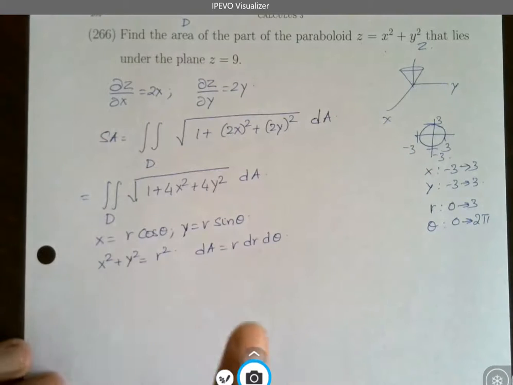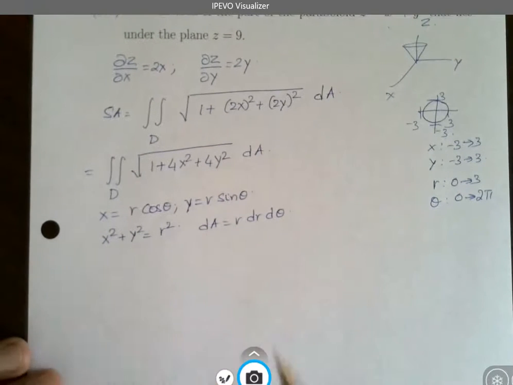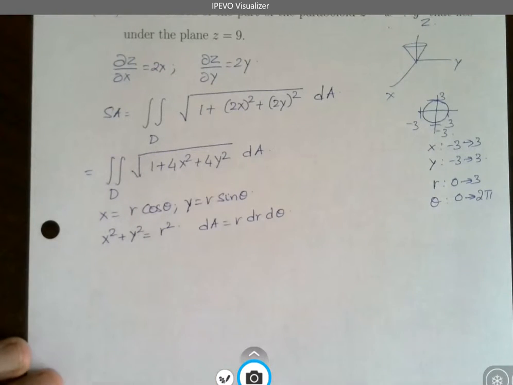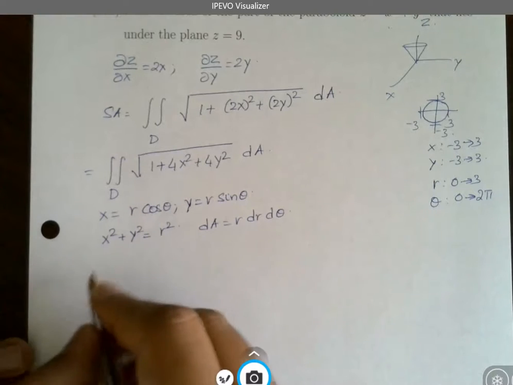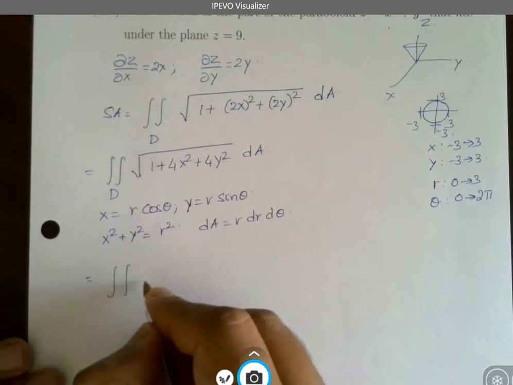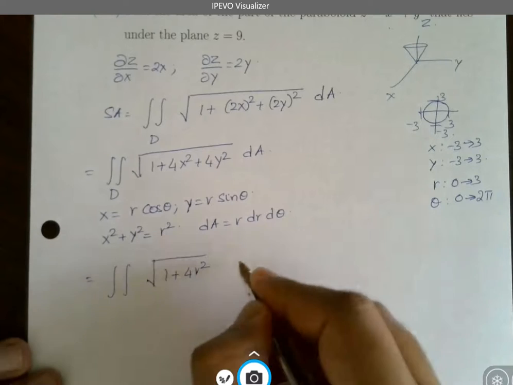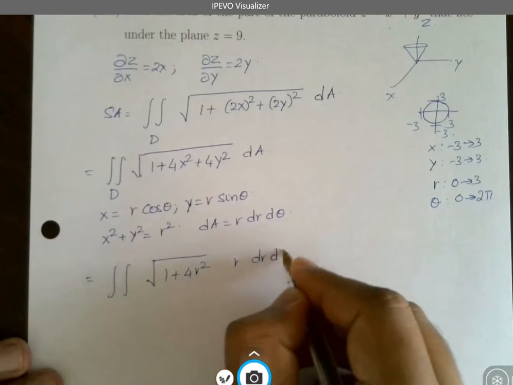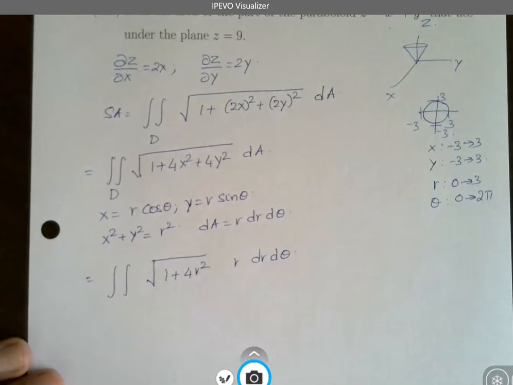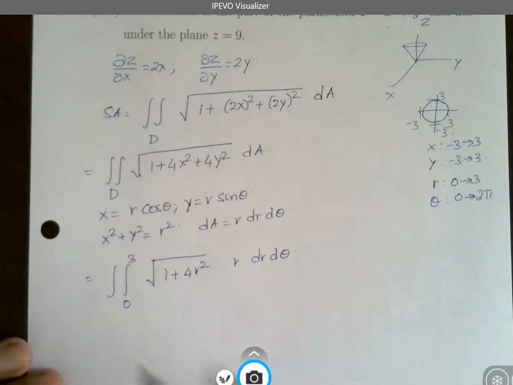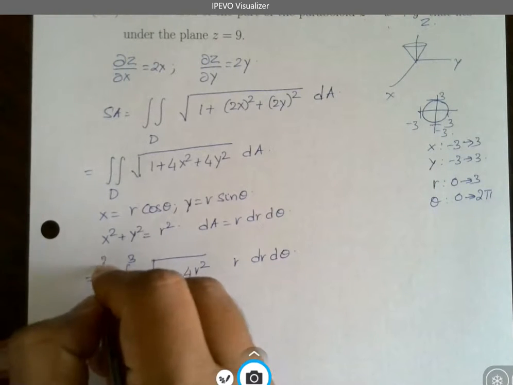We did this yesterday, okay? This is a good motivation as to when the double integration using dx dy fails, you can try the polar coordinates. And in this case it works, not every case maybe, but in this case. Square root of 1 plus 4r squared, then you have r dr d theta, where the radius goes from 0 to 3, and theta goes from 0 to 2 pi.